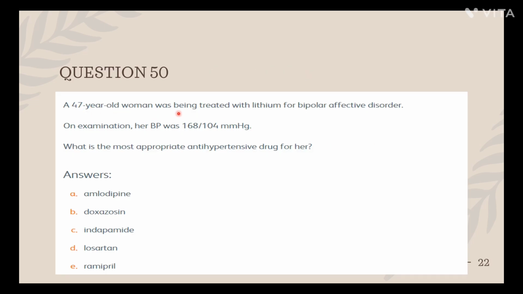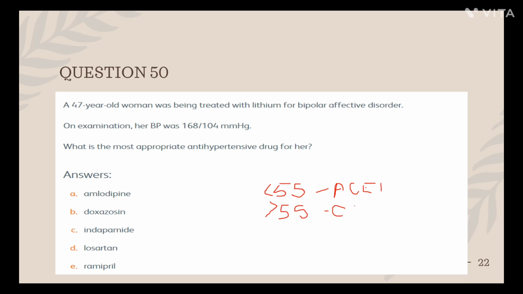Next question, a 47-year-old woman was being treated with lithium for bipolar affective disorder. On examination, BP was 168/104. What is the most appropriate antihypertensive drug for her? NICE guidelines state antihypertensive choice for less than 55 years and more than 55 years. For less than 55 years, it's ACE inhibitors, and for more than 55 years, it's calcium channel blocker.